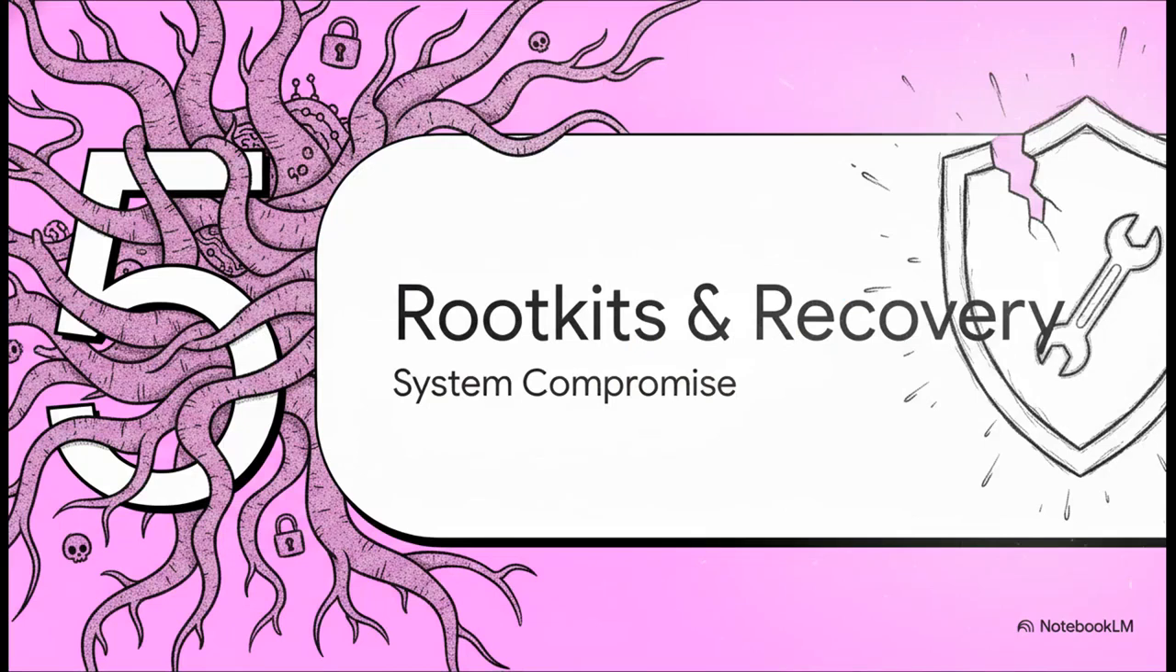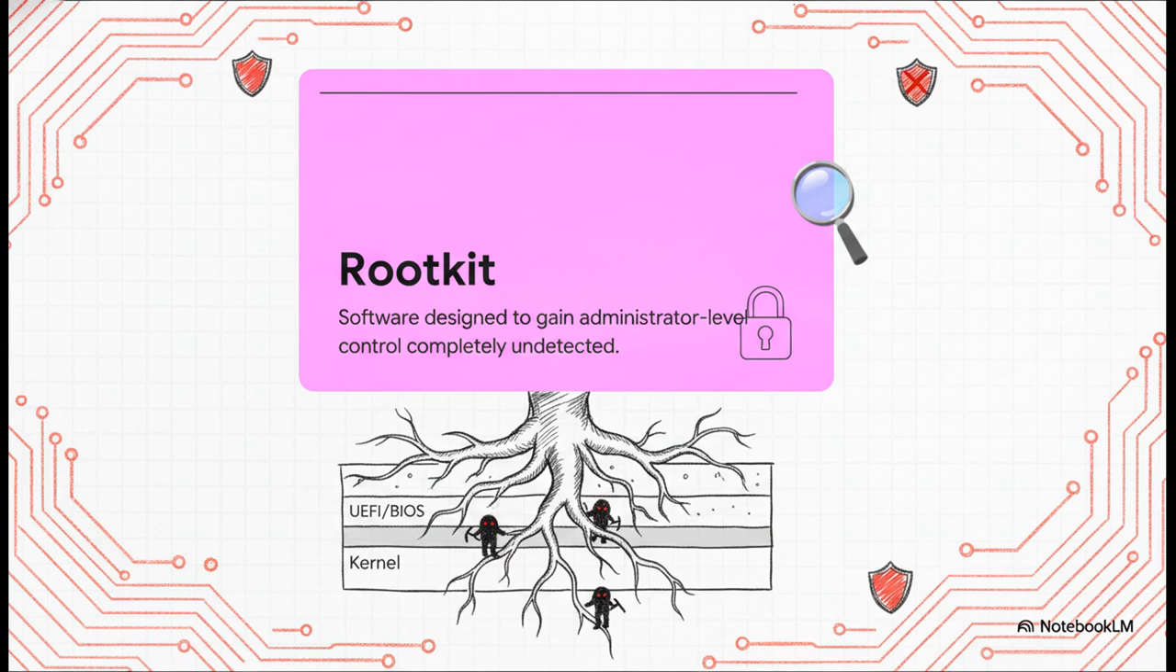Section 5. Rootkits and System Recovery. Okay, so a rootkit gets its name from a combination of root, which means administrator, and kit. Its entire purpose in life is to gain administrator-level control over a system while remaining entirely undetected. So the crucial point to understand is this.